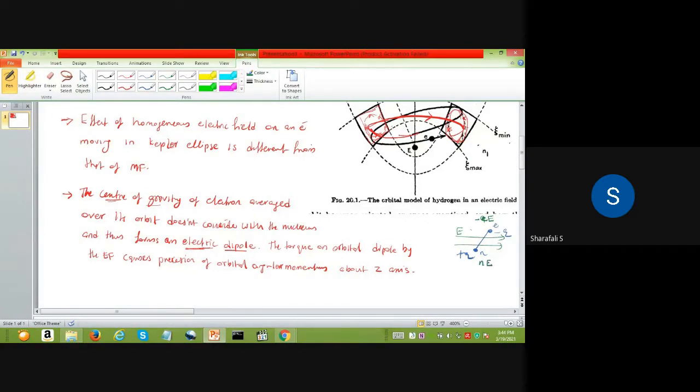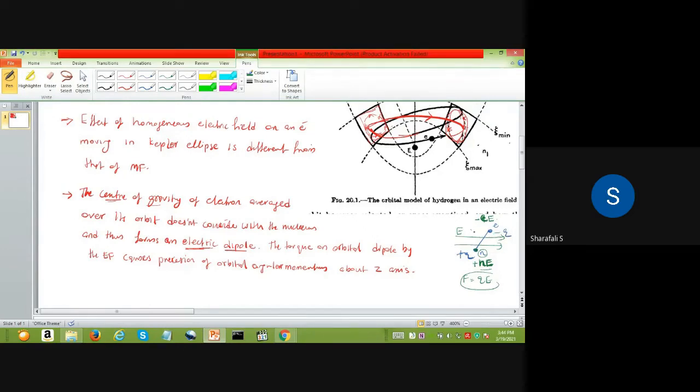Here we have n times e. Let's take n as the charge of the nucleus, so plus n times e will be the force experienced by this charge in this electric field. That force will be nothing but q times E, charge in the electric field. The charge of the nucleus is n times e, and the electric field is E. In the case of the electron, we have minus e times capital E.